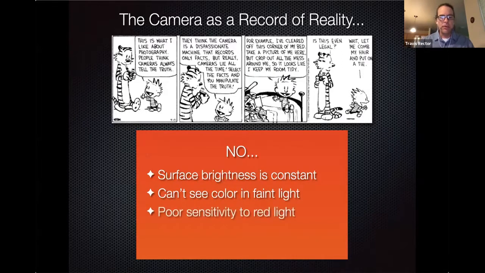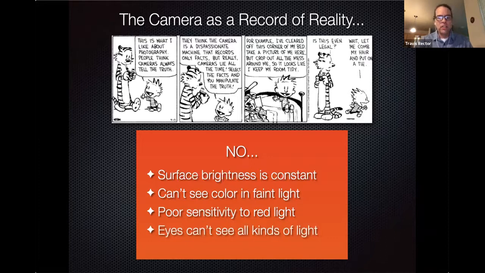And in particular, we're really bad at seeing red light, which is why when you go to observatories, you have the red lights around to avoid damaging your dark eye sensitivity. And finally, our eyes can't see all the different kinds of light that are out there. Our eyes can only see a very small portion of the electromagnetic spectrum called visible light.